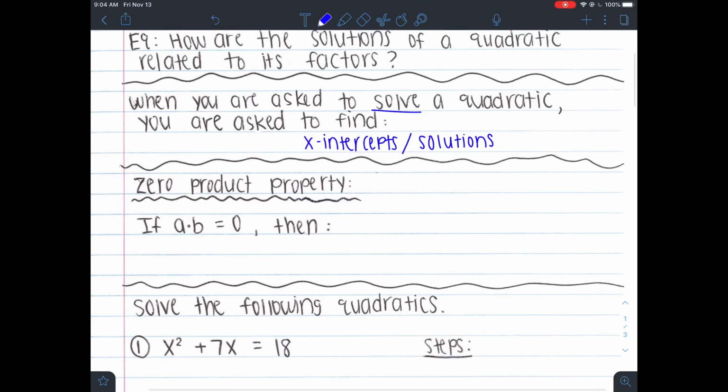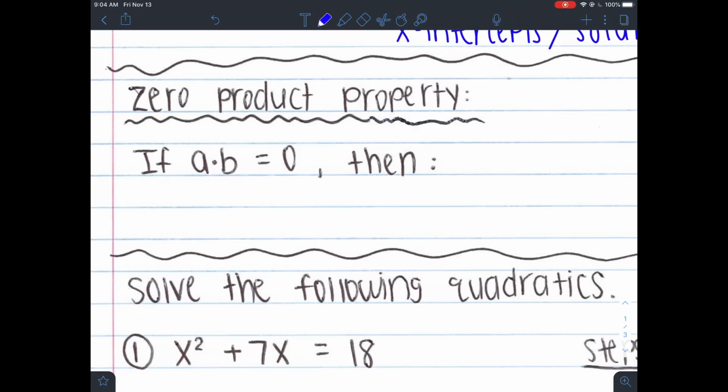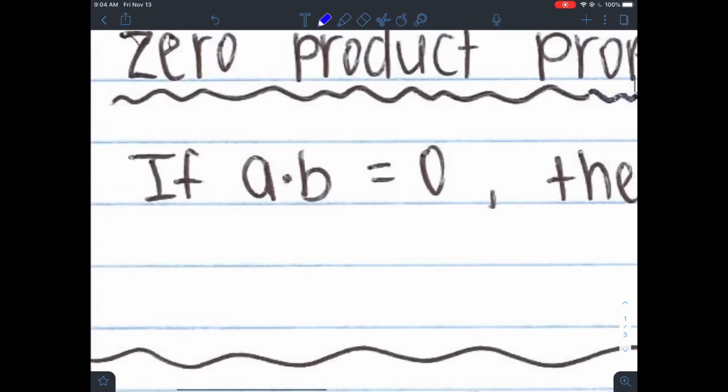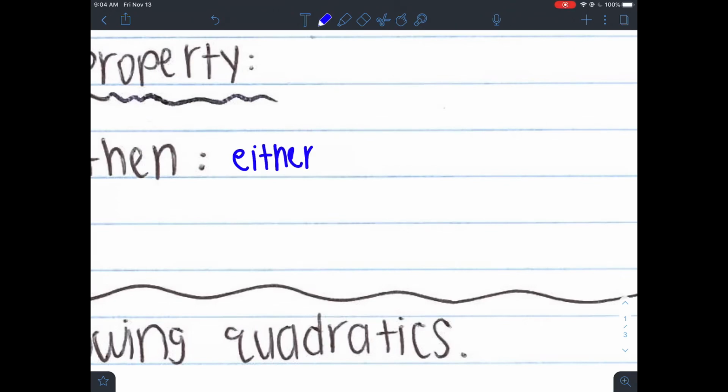Before we go over why factoring is a way for us to solve, let's go over the zero product property. This is a property that says that if a times b equals 0, then there's 3 things that could possibly happen. If I multiply 2 numbers, if a times b equals 0, then either a is 0, or b is 0, or they're both 0. The only way for 2 numbers to multiply and make 0 is if one of them is 0, the other one's 0, or they're both 0. So either a equals 0, b equals 0, or they both equal 0.